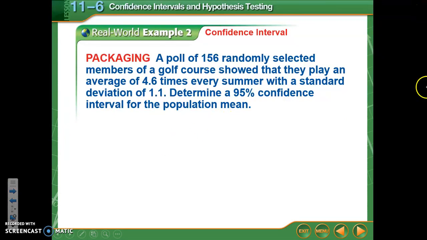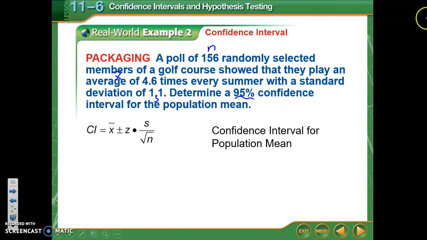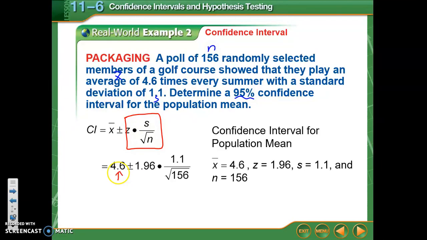Here it says a poll of 156, that's my sample size, randomly selected members of a golf course show that they play an average of 4.6 times every summer with a standard deviation of 1.1. We want a 95% confidence interval for the population mean. So again, this is just the formula we were just working on, maximum error of estimate. So here's my mean, 4.6, my sample mean, and here is the work for getting the maximum error of estimate.